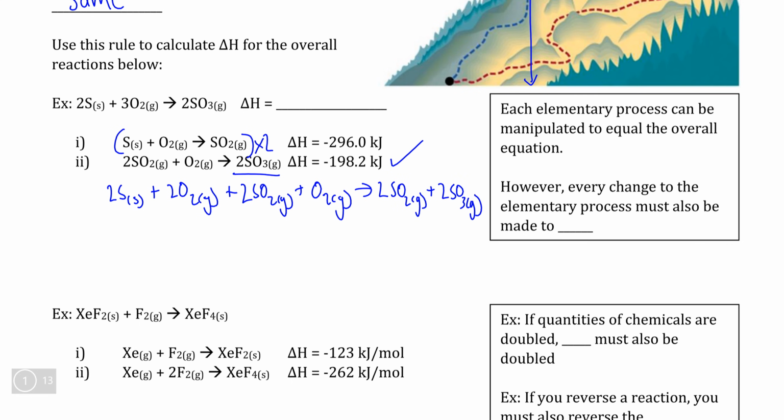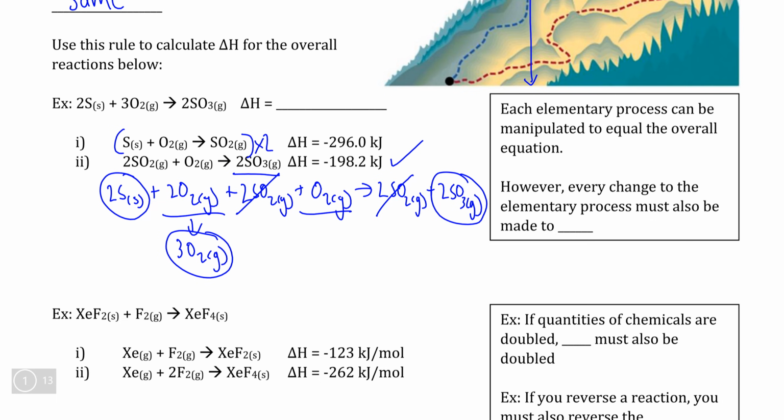Now, if we look to simplify, we see that we have 3 oxygen gas molecules here, 2 from the first step and 1 from the second step, and we see that sulfur dioxide appears as a product and as a reactant, so it can cancel. And if we look at what we have left over, 2 sulfur, 3 oxygen gas, 2 sulfur trioxide gives us exactly our overall reaction here.